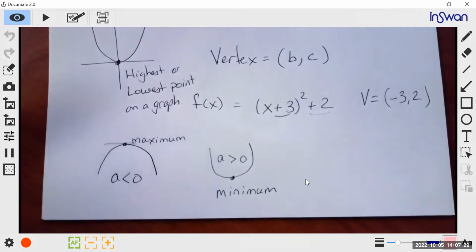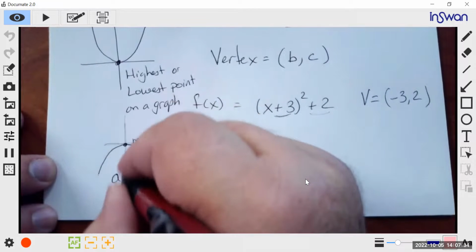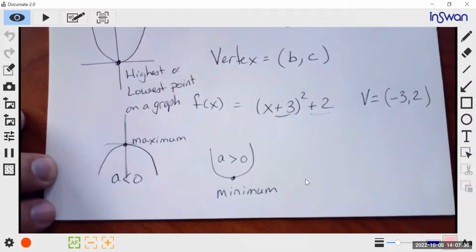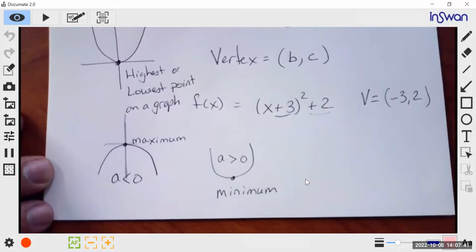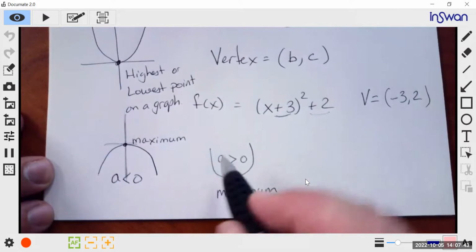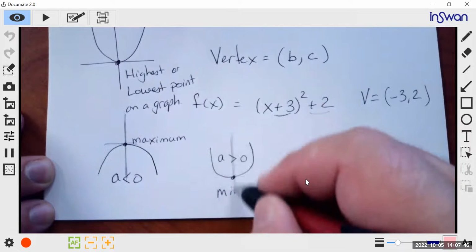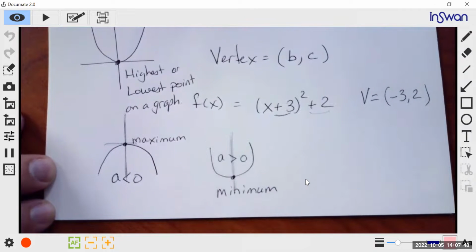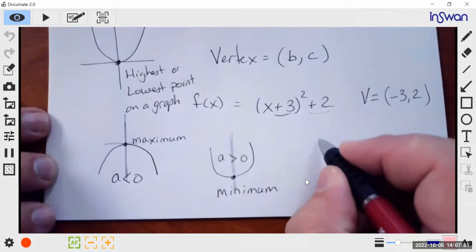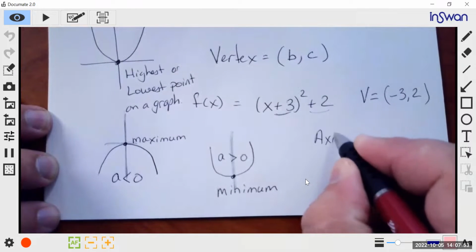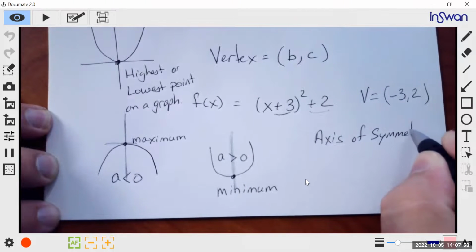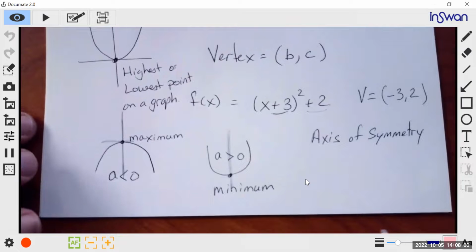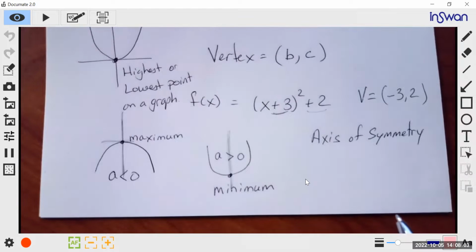Now, in the function, in the parabola, if you drew a line right through the middle of the vertex, you have mirror images on both sides. If you draw a vertical line through the vertex, you have a mirror image on both sides. That's called the axis of symmetry. It's symmetric about that line.